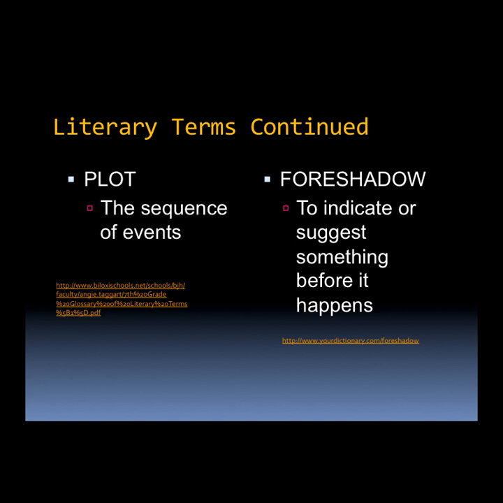The next literary term we're going to talk about is the plot. The plot is the sequence of events. Many of you may know of the plot as the storyline. Foreshadowing is another literary term. Foreshadowing is when something that happened earlier in the book is relating to something that is happening later in the book.